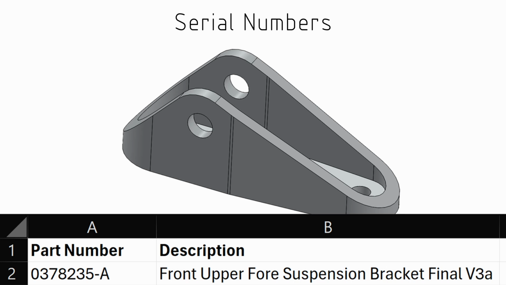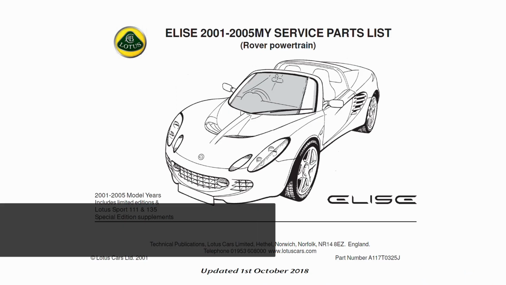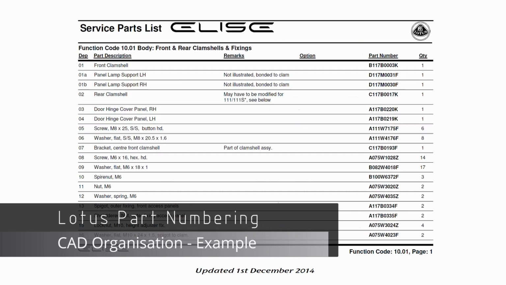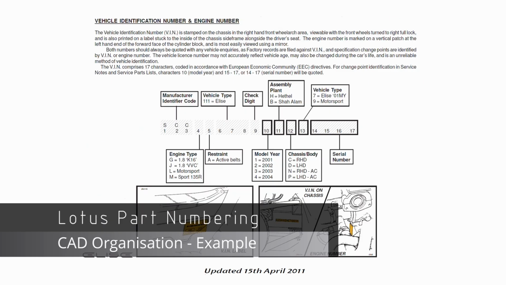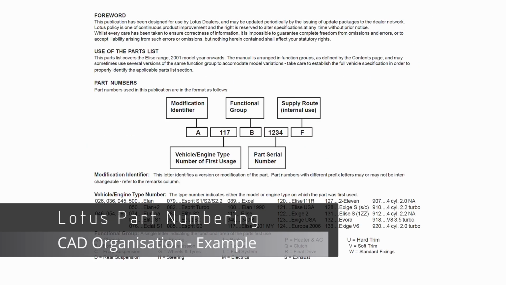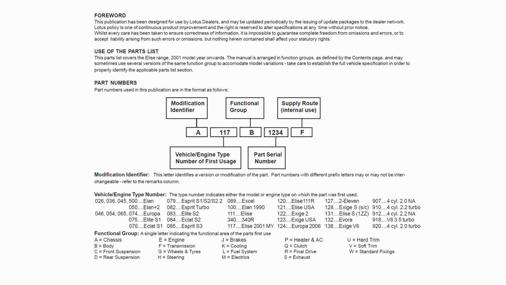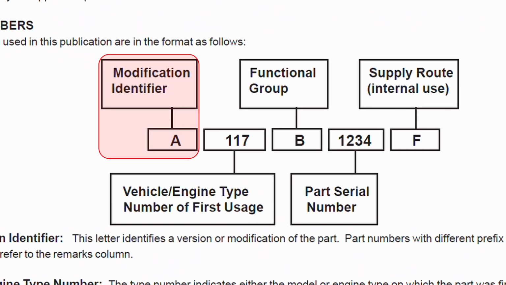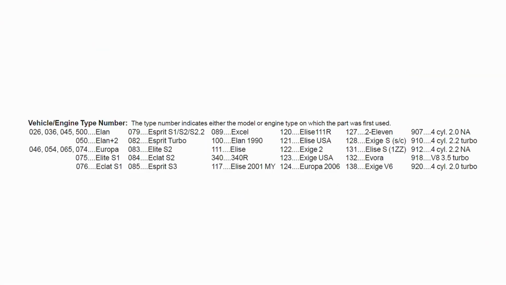But for a complicated assembly, this is almost certainly the best way. Now, if I was to look at an example of, say, the Lotus Elise service manual, it'll give you a run through of the part numbering system that Lotus would use for the Elise range. It starts with a version or a modification of the part, and then it has a 3-digit number that's used to identify what vehicle the part is from.